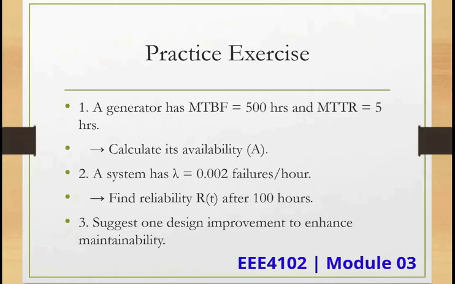So we have that example. A generator has an MTBF of 500 hours, and an MTTR equal to 5 hours. Calculate its availability. Can you guys do that? Do you remember the formula? Yes, we do remember the formula. Okay. Calculate and give me your value in percentage.